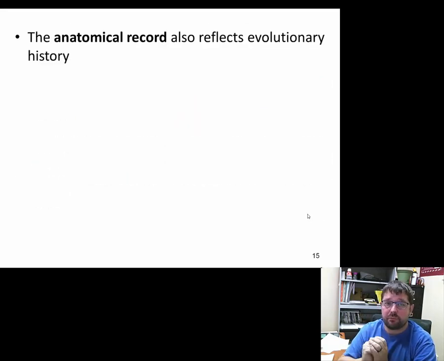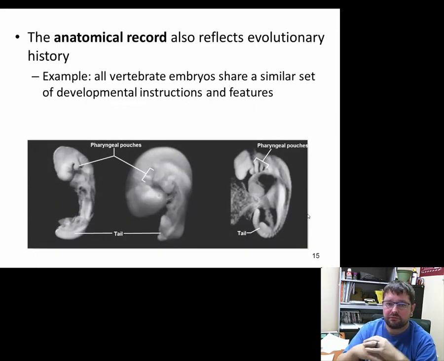There are other things that Darwin pointed out, which is the anatomic record. This is an example of vertebrate embryos, and the features that they shared. Darwin did a lot of dissections, and he pulled embryos at different stages. If you look at early embryo development, all embryos have pharyngeal pouches, areas where gills would develop. All organisms have these pouches. All organisms also have tails.